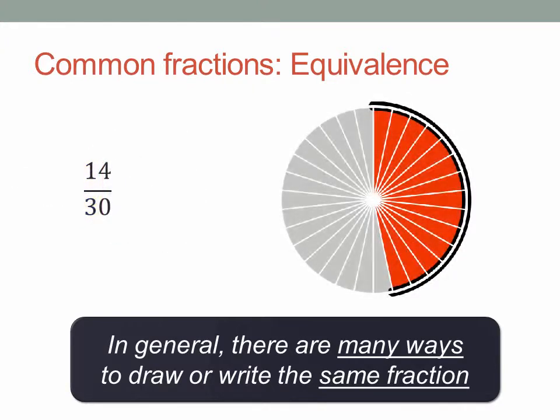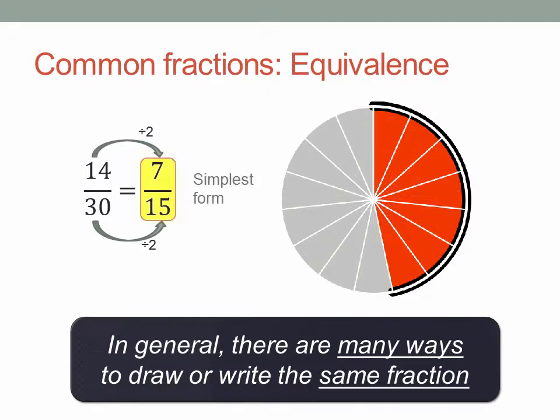Let me show you another example. Here's 14 30ths. Is there a common factor? Yes, both 14 and 30 are divisible by 2. So let's do that. Divide the top and the bottom by 2. The simplest form of this fraction is 7/15.